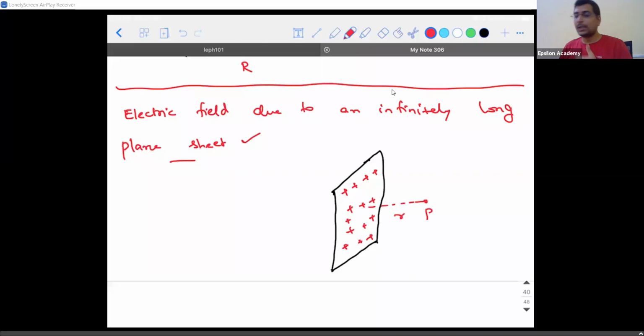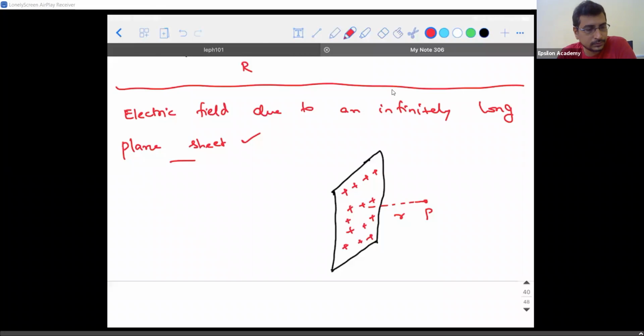Now, my job is to find the electric field at that point. I'm going to use the same Gauss law. I'm not using any integration, Coulomb's law, nothing. So I'm going to use Gauss law. How do we solve? What is the Gaussian surface we can think of? What is the Gaussian surface we can think of, guys?